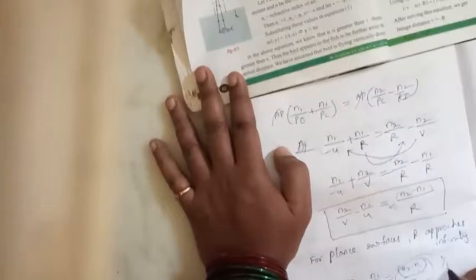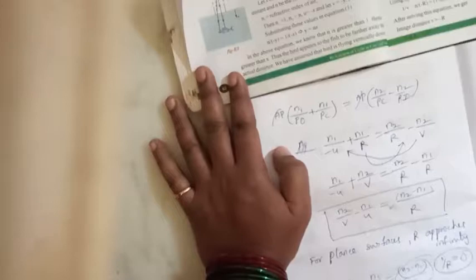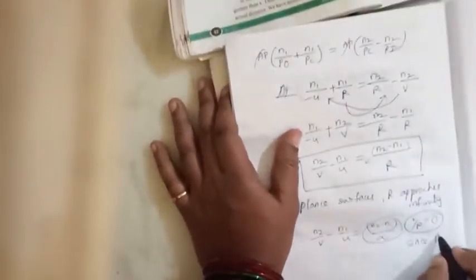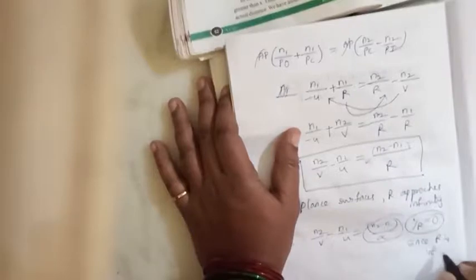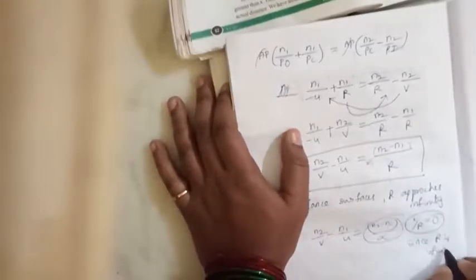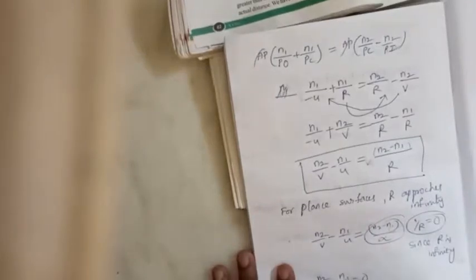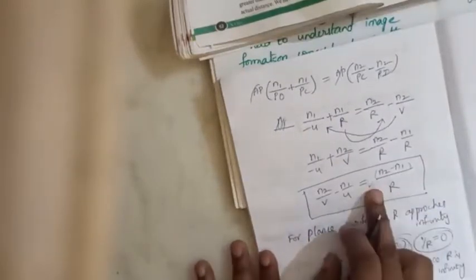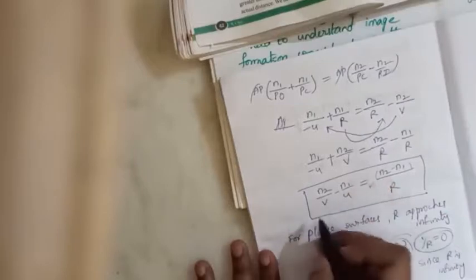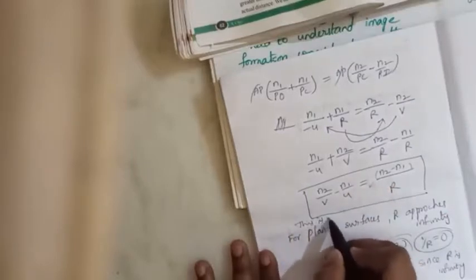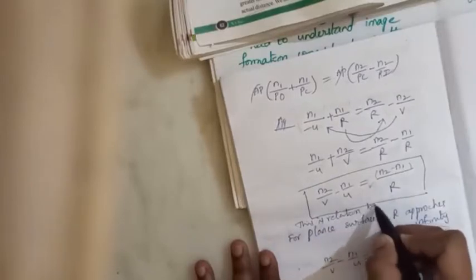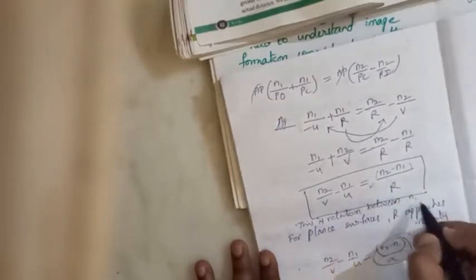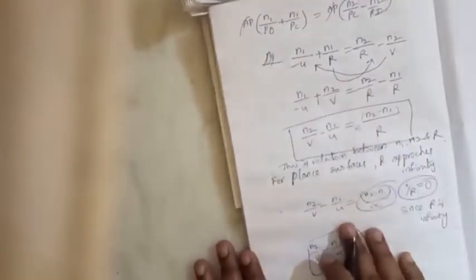Here we got 1 by R becomes 0, since R is infinity. 1 by infinity is 0. So that's why N2 by V minus N1 by U is equal to 0 at that time. So this is the formula for curved surfaces. This is the relation between N1, N2 and R. So I think you got an idea on this, children, don't get confused.